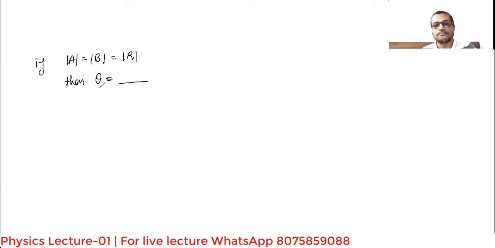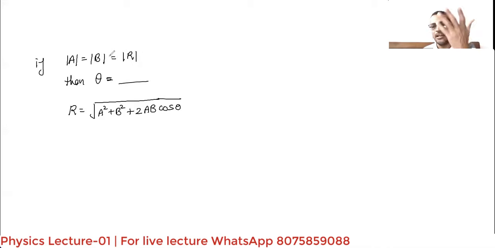What should be theta? 60 degree. 60? Check that. Directly use this condition. We know that R is equal to root of A square plus B square plus 2AB cos theta. This is what we have got. Now we have to impose this condition. So when everything is equal to each other, you can call everything as A, or you can call everything as B, or as R. Any one of these. Let us call everything as A.